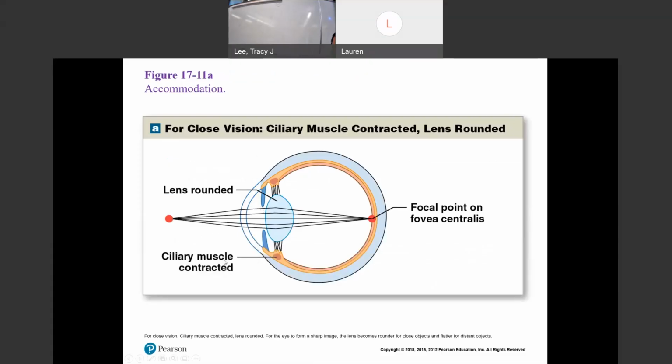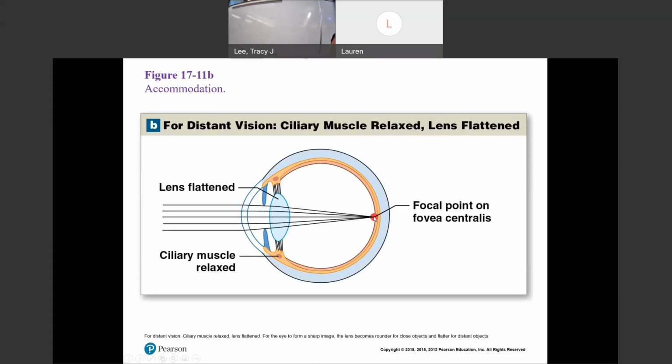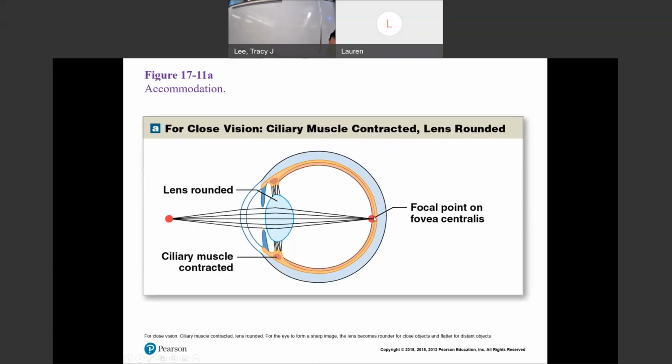And this shows the rounding of the lens here. Our ciliary muscles are contracted, which rounds the lens. Here's our focal point back here at our fovea centralis. So you can see we bend the light here. We bend the light by adjusting the lens, and we get all those light rays to focus on the focal point. That'd be close up. Yeah, this would be more of a close-up because we have a rounded lens.